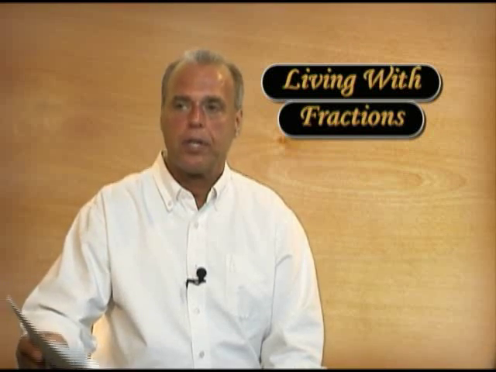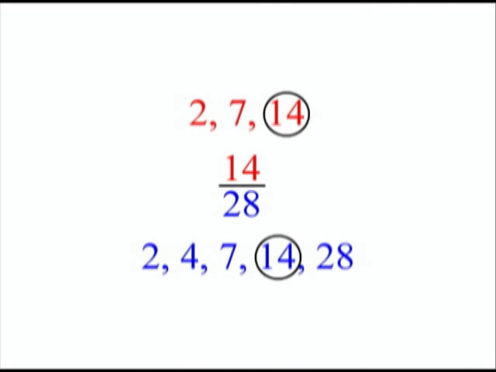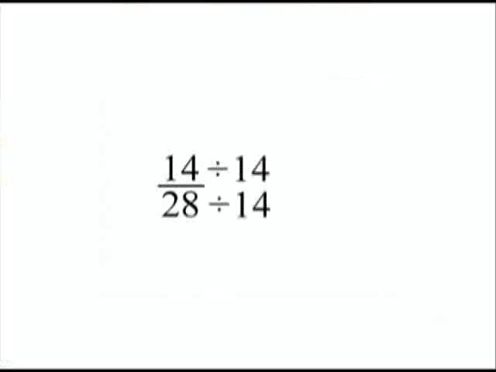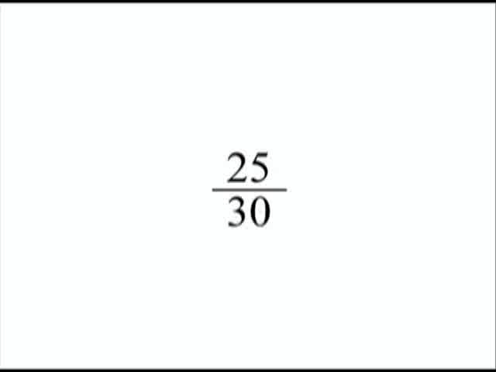So which one do we use? You'll always want to use the largest number, because if you don't, you have to keep reducing it until you get to its smallest form. So you divide the numerator and the denominator by 14 to get 1/2. Correct. How about this fraction? 25/30. Can it be reduced?